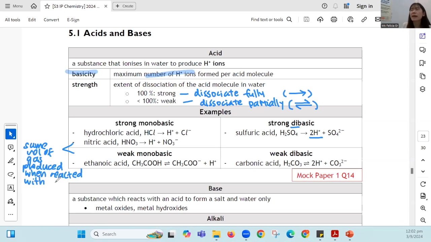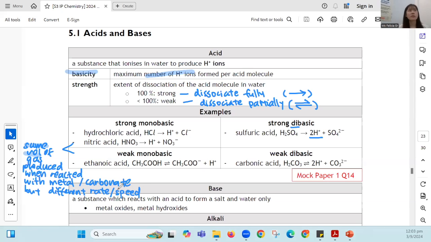Usually for acid, what do they react with? They react with base. Base doesn't have gas, sorry. React with metal or carbonate. So the key point is the words same volume. You produce the same volume, just that the speed is different. Same volume, but different speed or rate.